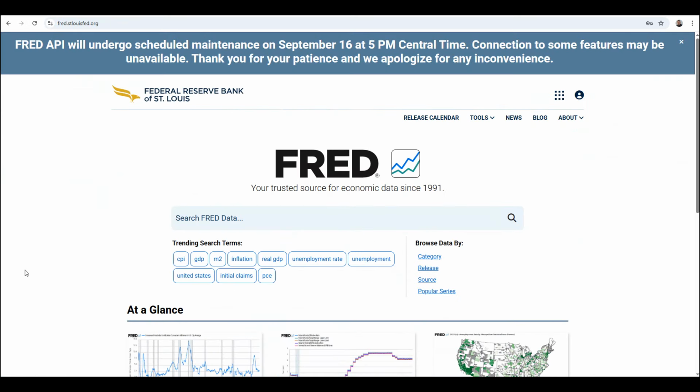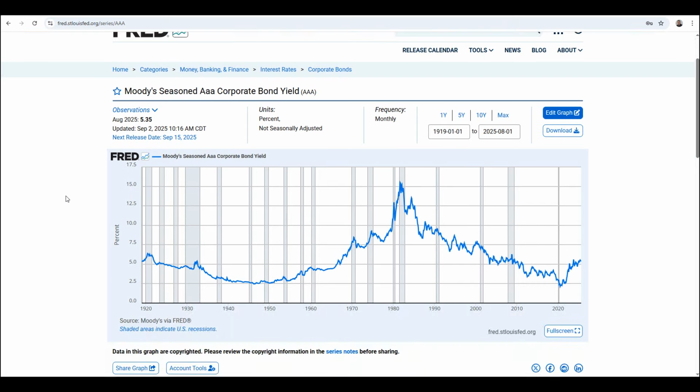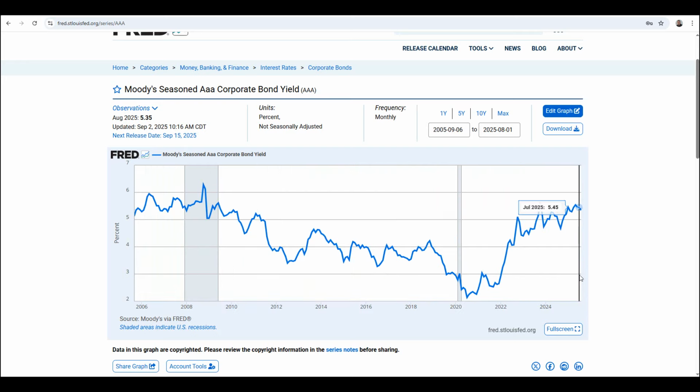To get the AAA bond yield, we'll go to the St. Louis Fed's website and find the page Moody's Seasoned AAA Corporate Bond Yield. Here we see that the most recent bond yield for AAA bonds is equal to 5.35. Let's take this value. What I like about this resource is that we can also download the historical data. So we're taking the CSV file with almost 100 years of bond yield info, which I'll use in the next step when I'll be backtesting strategies.